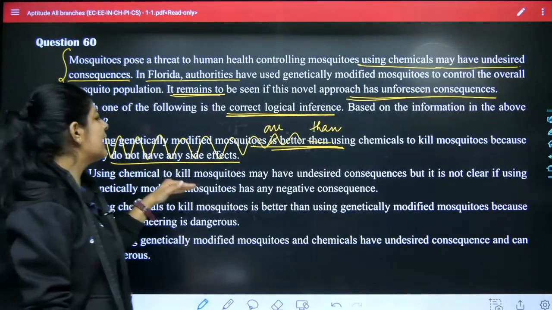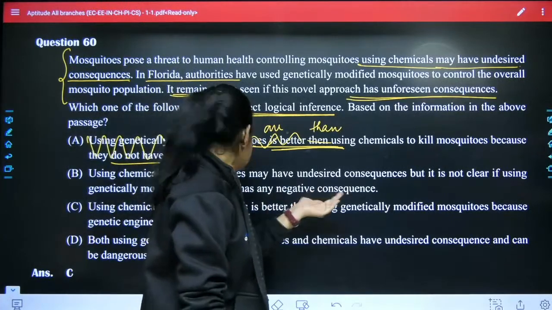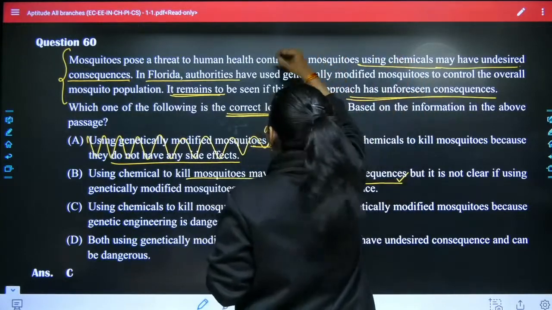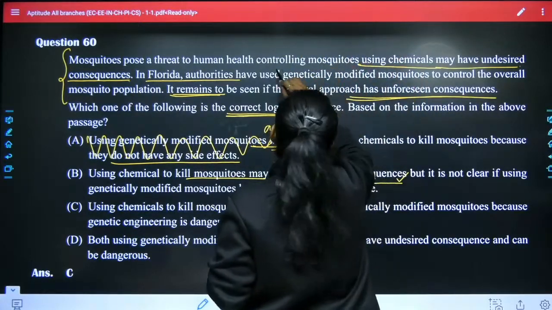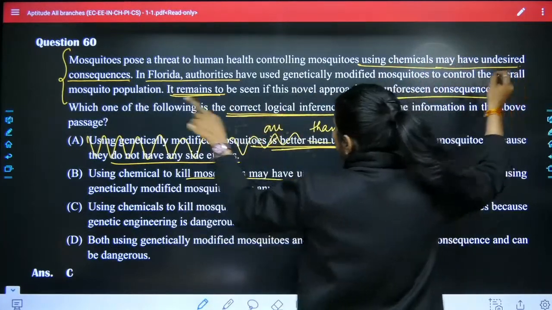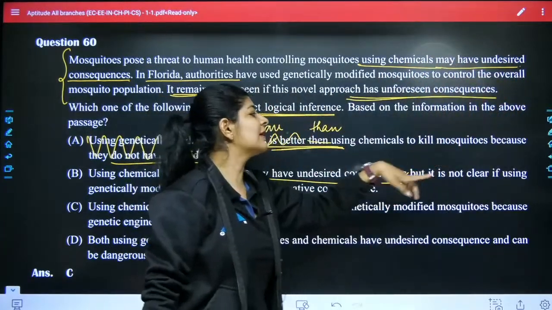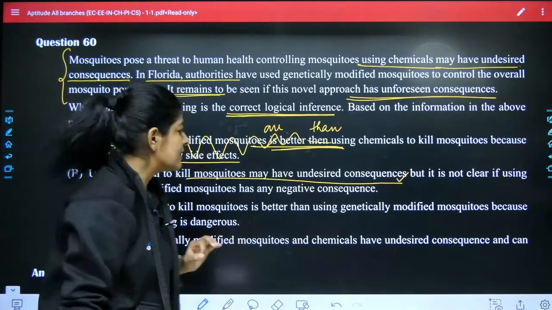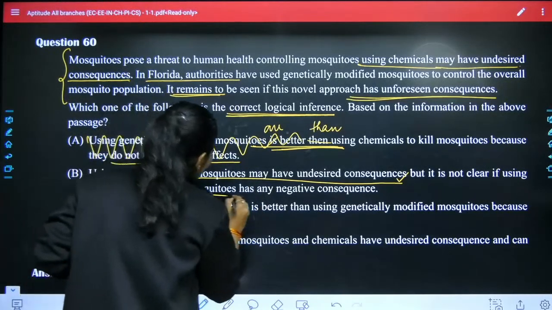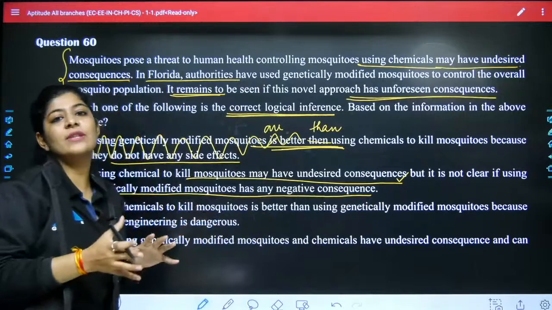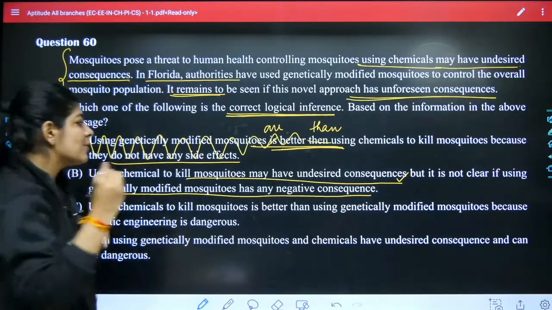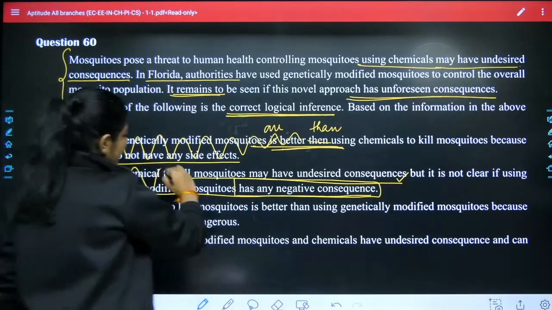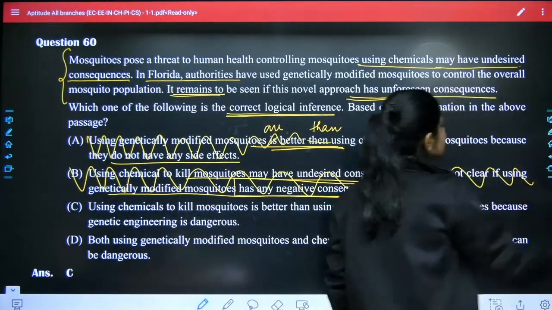Using chemicals to kill mosquitoes may have undesired consequences. Till this point, the statement is correct because in the very first line, it is clearly mentioned that using chemicals may have undesired consequences, but it is not clear if using genetically modified mosquitoes have negative consequences. About genetically modified mosquitoes, no negative consequences are given in the passage. So because of this line, the whole option is eliminated.